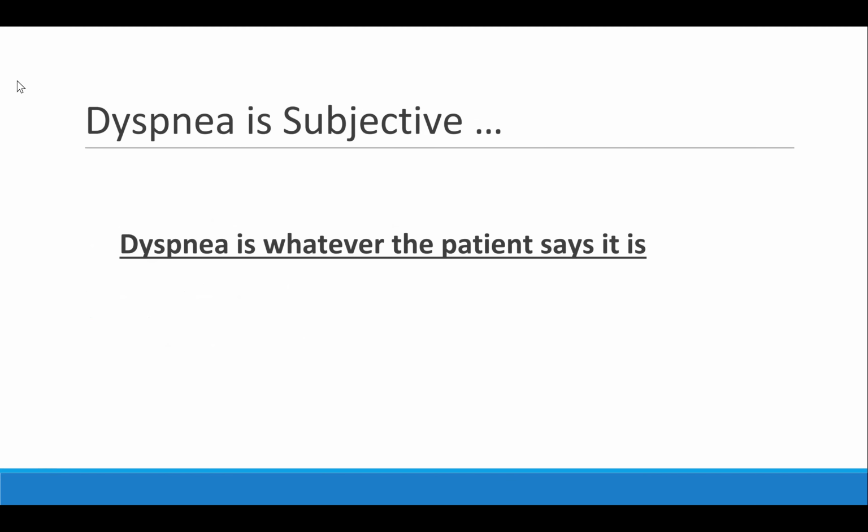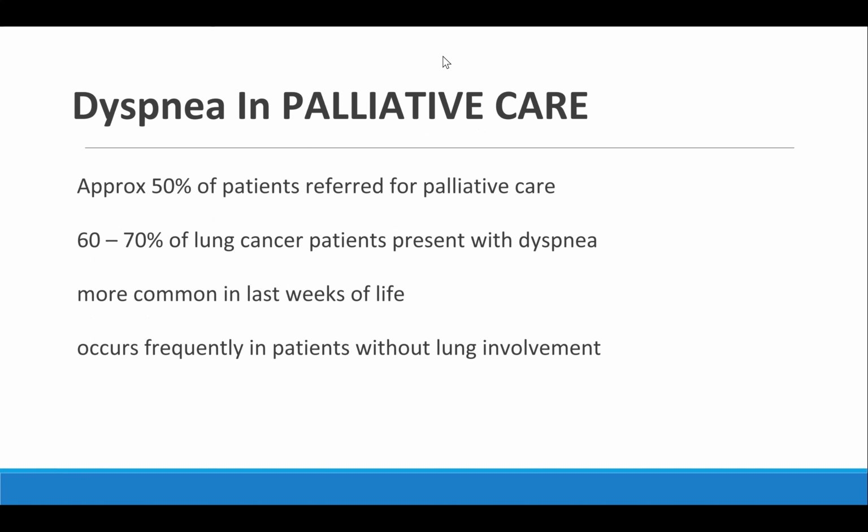Dyspnea is subjective. Dyspnea is whatever the patient says it is. Dyspnea in palliative care occurs in approximately 50% of the patients referred for palliative care. Up to 70% of lung cancer patients present with dyspnea. It is more common in the last weeks of life, and occurs frequently in patients without lung involvement.